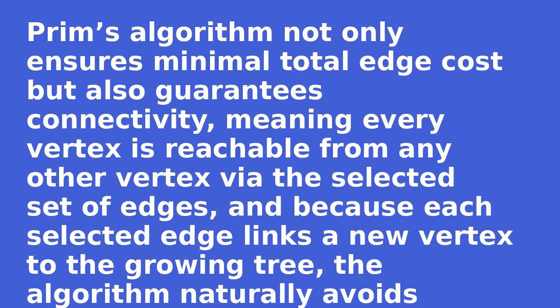Prim's algorithm not only ensures minimal total edge cost but also guarantees connectivity, meaning every vertex is reachable from any other vertex via the selected set of edges. And because each selected edge links a new vertex to the growing tree, the algorithm naturally avoids cycles without requiring a separate cycle detection mechanism like the one used in Kruskal's algorithm.